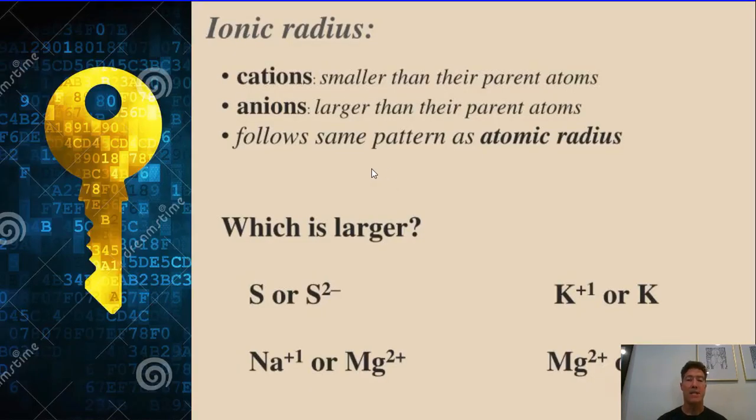So here's the key concept when it comes to ionic radius. Cations, always smaller than their parent atoms. Anions, always larger than their parent atoms. They both follow the same pattern as atomic radius. They get smaller as you go to the right. They get larger as you go down. So which is larger? The anion is larger. Okay. Which is larger here? Sodium or magnesium? The sodium is, because this is further to the left. This is more to the right. It's going to get smaller.